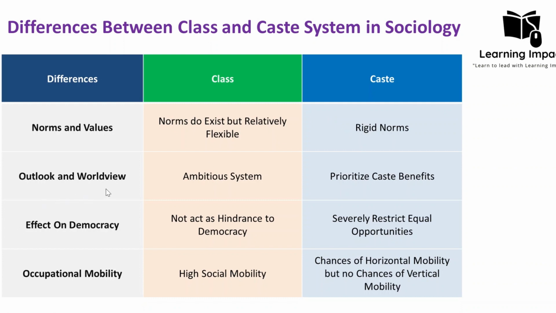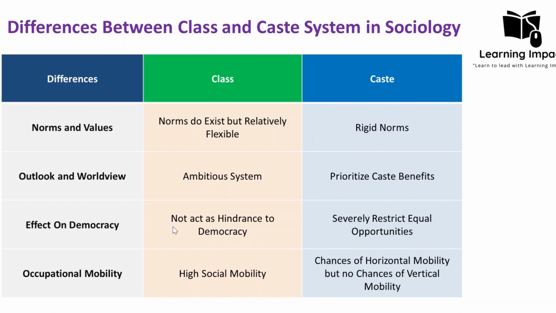Then outlook and worldview. In the class system, the worldview is ambitious. They have an individualistic worldview, so they tend to focus on individual capabilities, individual social mobility, and they have some ambitions on which they work. But in the case of the caste system, individuals prioritize the caste's benefits over their individual benefits. That's why in the caste system, individual progress is low as compared to the whole caste. They try to promote the caste as a whole, rather than promote their own individual benefits.